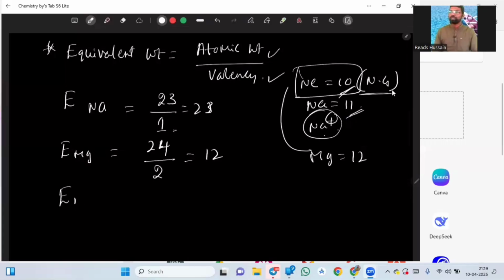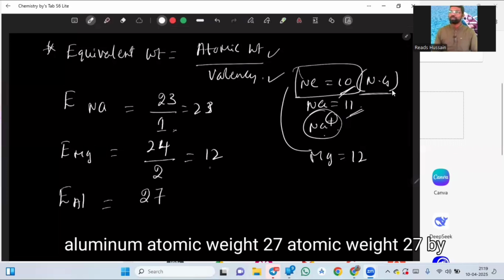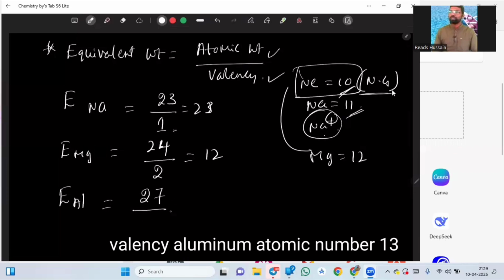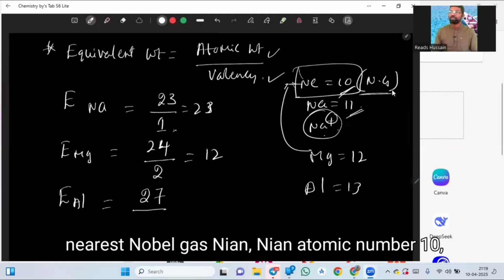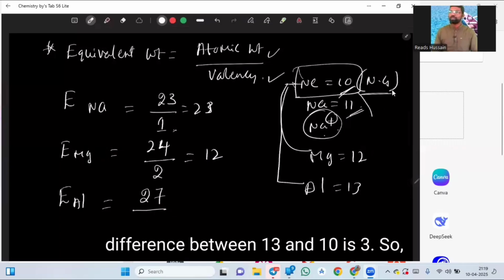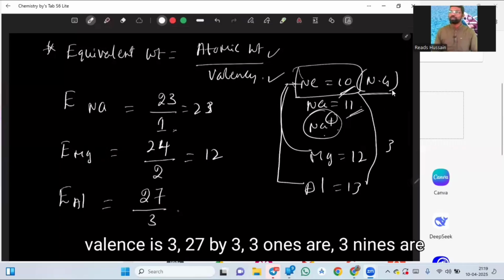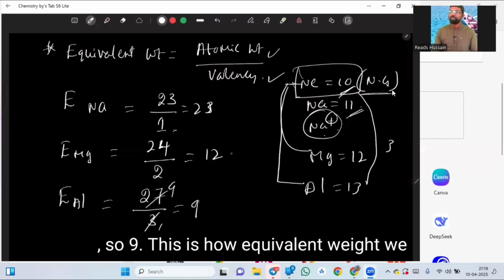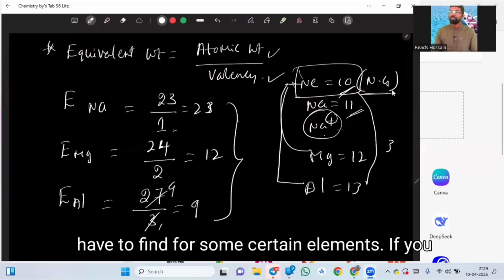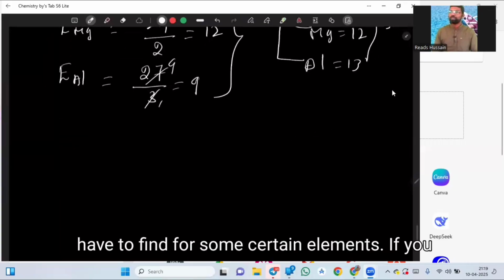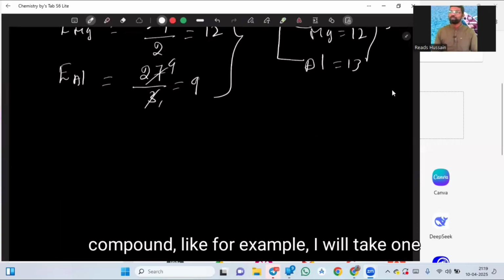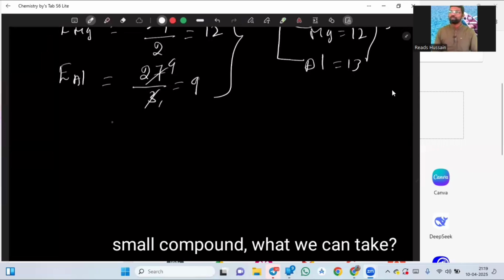Similarly, if I go to aluminum, equivalent weight of aluminum: atomic weight 27 by valency. Aluminum atomic number 13. Nearest noble gas neon atomic number 10. Difference between 13 and 10 is 3. So valency is 3. 27 by 3, 3 nines are 27, so 9. This is how equivalent weight we have to find for certain elements. If you want to find equivalent weight of any compound, for example, I'll take one small compound. What can we take?